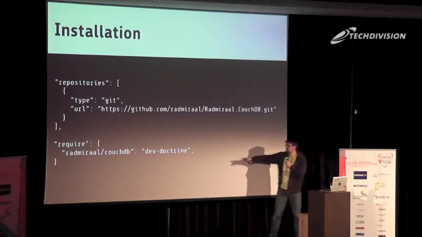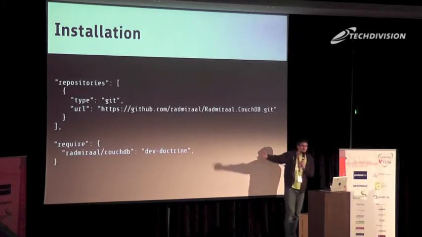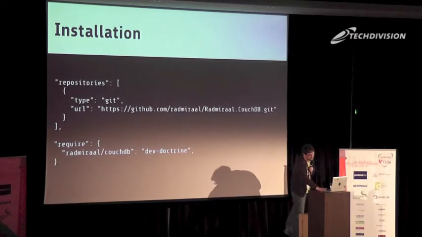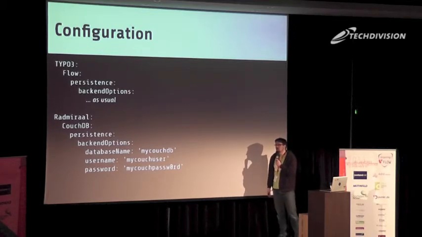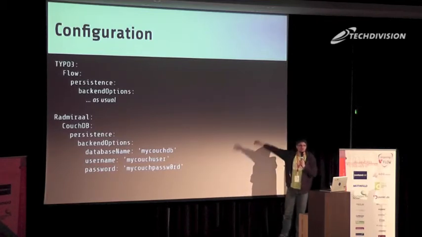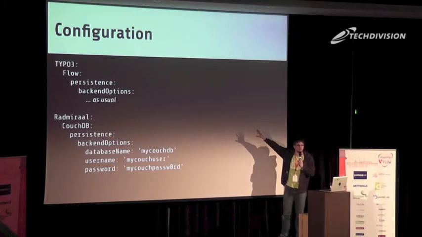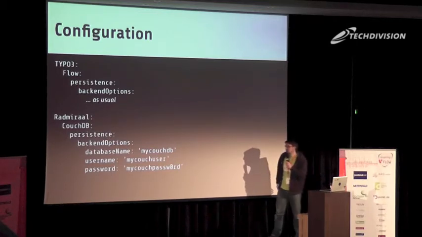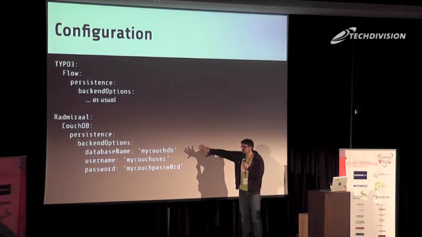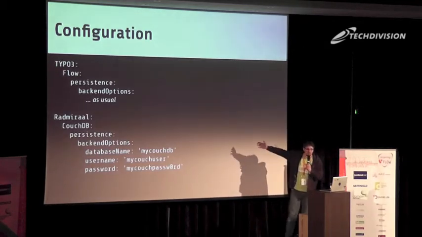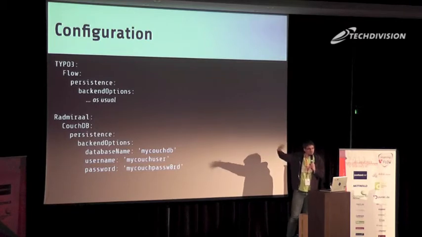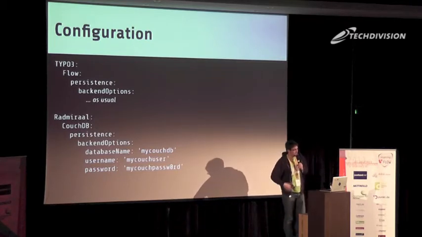So, and then again, make sure that you use the right branch in your Composer manifest to pull in the ODM-based stuff. Configuration is a bit different because the usual configuration still applies for the ORM part. And then you have some new options for the CouchDB package, which gives you the option to define a database name in your Couch server, and username and password and so on.